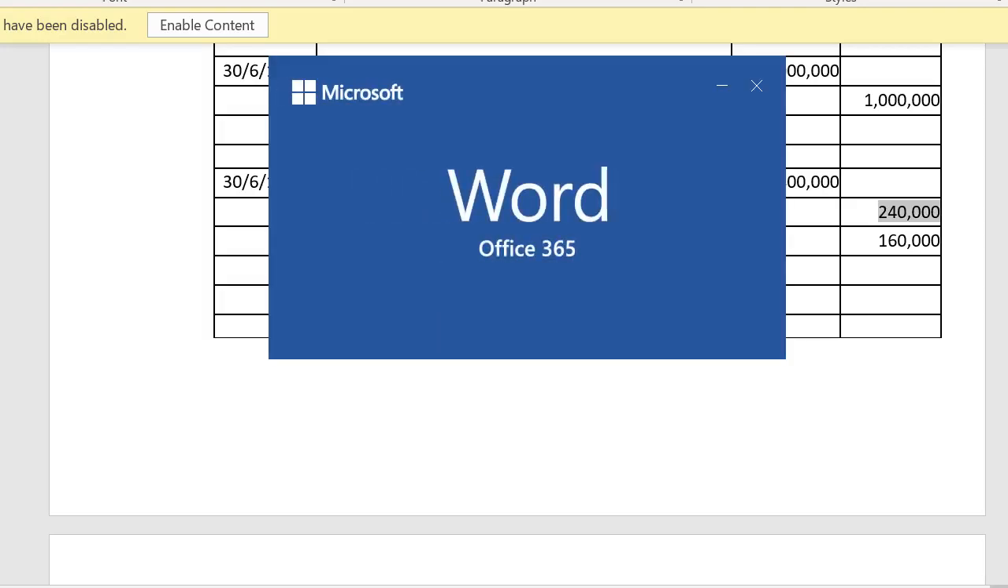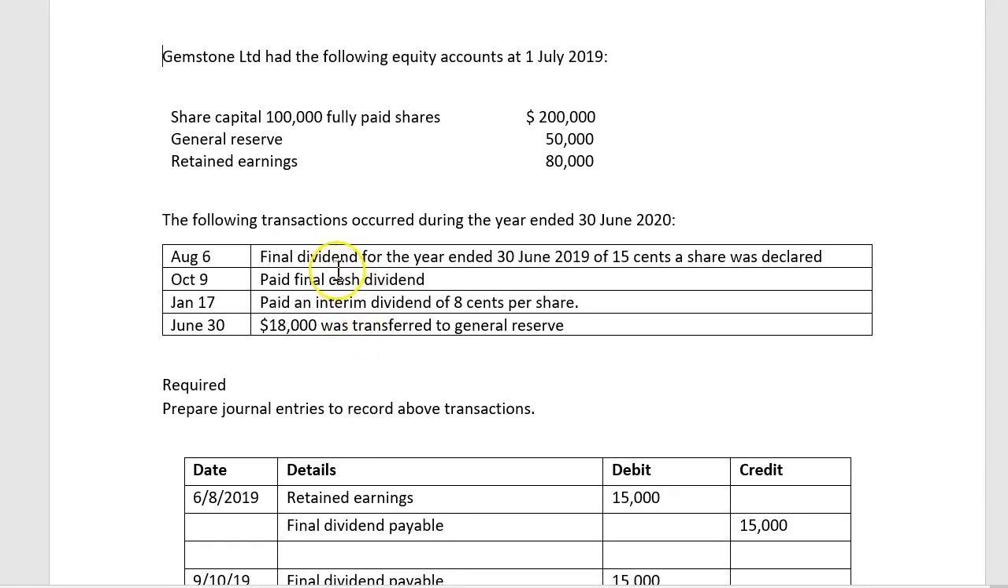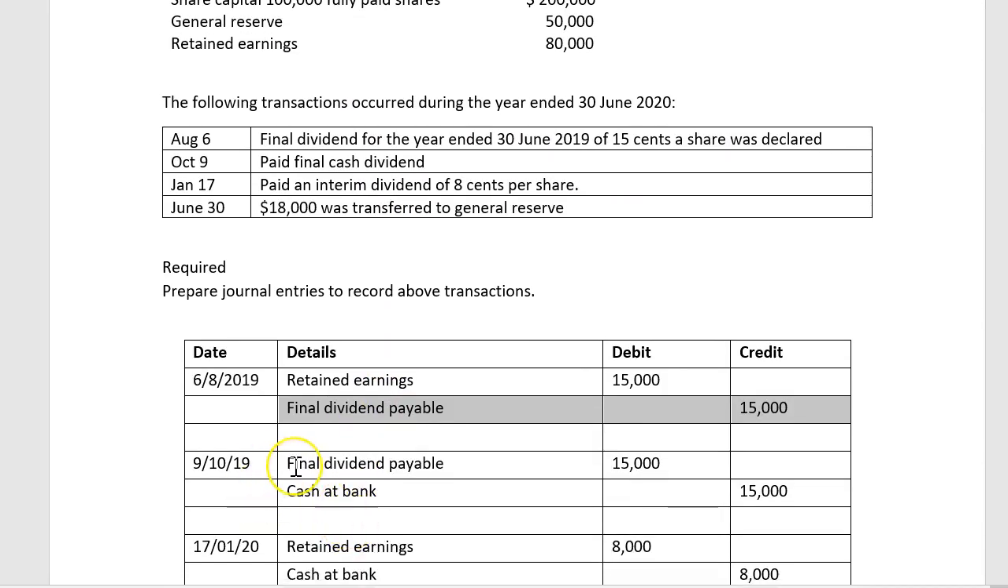That's what you see here. Okay, tutorial exercise 2. You're given final dividend for the end of 15 cents a share was declared. Again, when it's declared, you debit retained earnings, credit final dividend payable. So whenever you see dividends being declared or paid, you debit retained earnings. If it's declared, you credit dividend payable, credit final dividend payable. 15 cents times 100,000. So on the 9th of October, they paid that amount of 15.